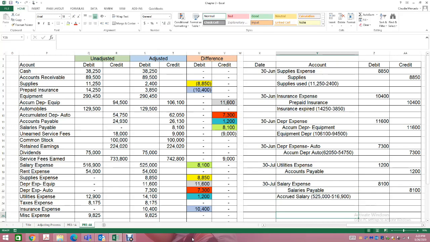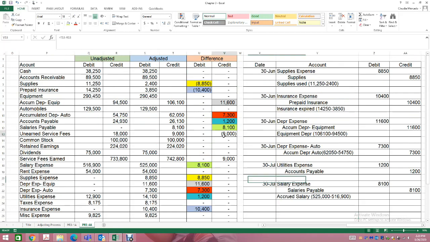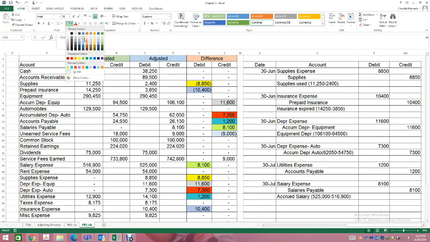Next, the last transaction that we have is for $9,000. The last transaction is for unearned service fees, $9,000. If we look here, we had unearned service fees of $18,000. Now my adjusted balance is $9,000. So that means that we should have recorded an adjustment for $9,000.